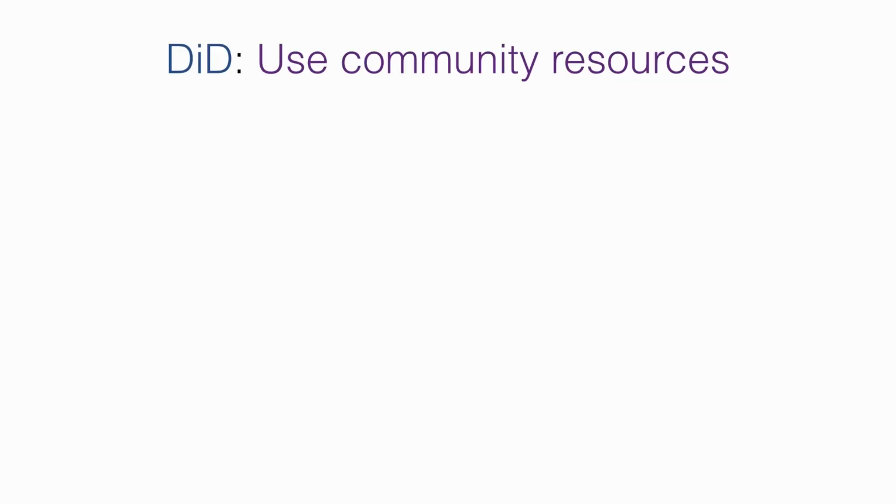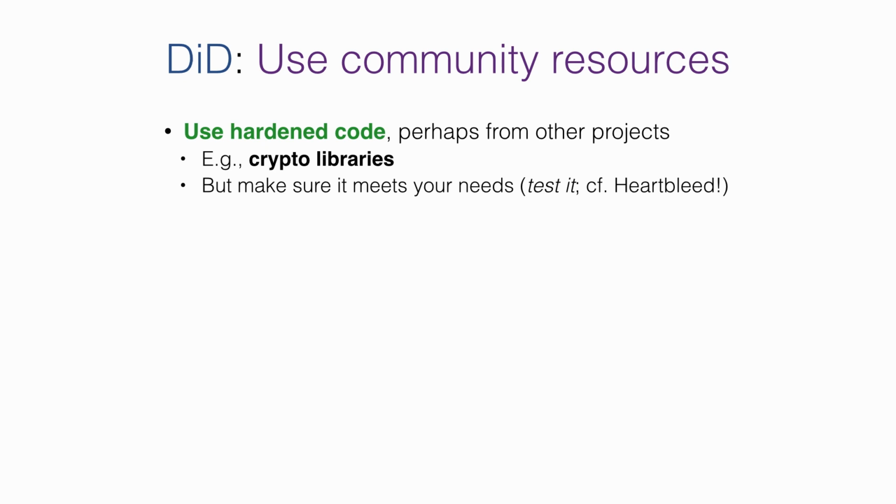Now, another sort of defense in depth is the use of community resources. The idea here is to depend not only on yourself, but to depend on a diversity of people toward solving the security problem. One way to do that is to use hardened code, perhaps from other projects. For example, rather than rolling your own crypto libraries, you could use libraries implemented by others and tested and assured over time. On the other hand, you shouldn't just trust them out of the box. You probably want to test that they will meet your needs and ensure that you're using them properly.